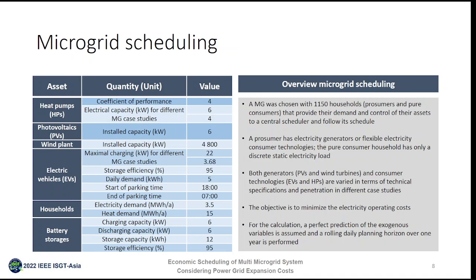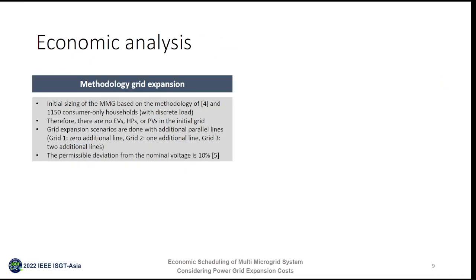For the grid expansion, we assumed a starting grid because all prosumers were once normal pure consumers. For this condition, an initial grid was developed, which can be reinforced to different degrees in different scenarios. The scenarios of grid expansion are parallel installed power lines. The scenarios are called grid 1 for an unreinforced grid, grid 2 for a grid reinforced with one parallel line, and grid 3 for a grid reinforced with two parallel lines.